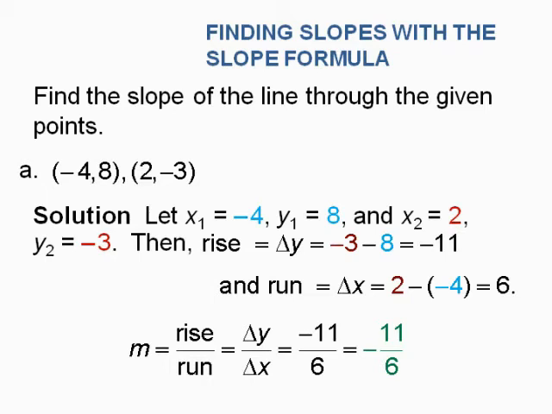All right, now let's try to find the slope given 2 points here, -4, 8, and 2, -3. So again, whenever you do these, and I am going to give you one of these on the test, make sure you label the points x1, y1, and x2, y2. And then plug it in, plug it in.